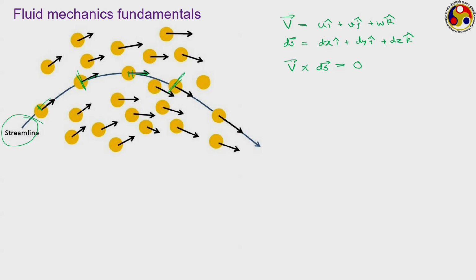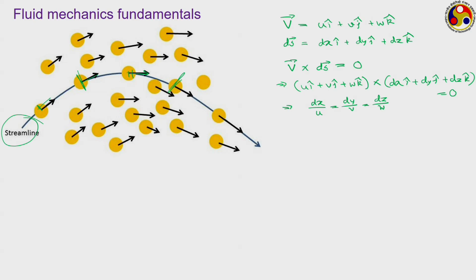So, we can use the components now to write that (ui plus vj plus wk) cross (dxi plus dyj plus dzk) has to be equal to 0, and if you perform the product, then we can see that it will come as something like this: dx upon u is equal to dy upon v is equal to dz upon w, which can be taken as the equation for a streamline in a 3-dimensional coordinate system.